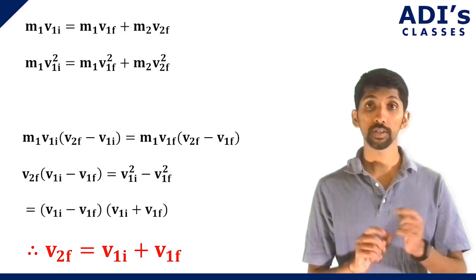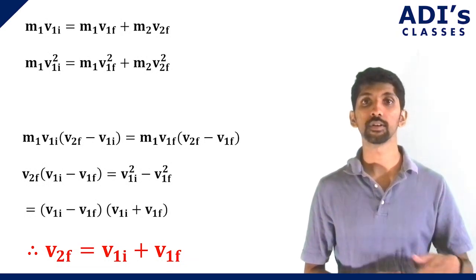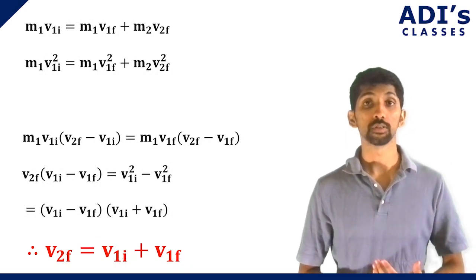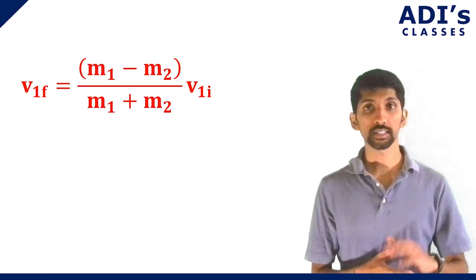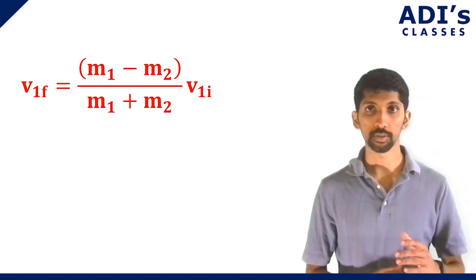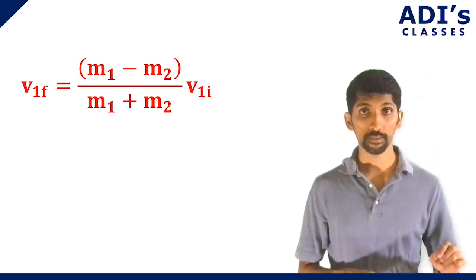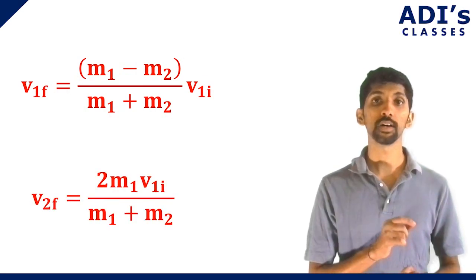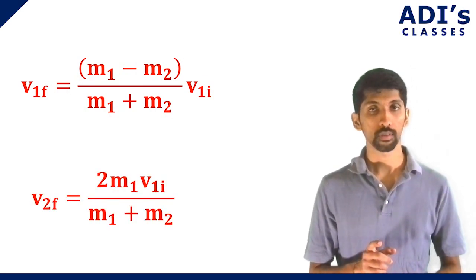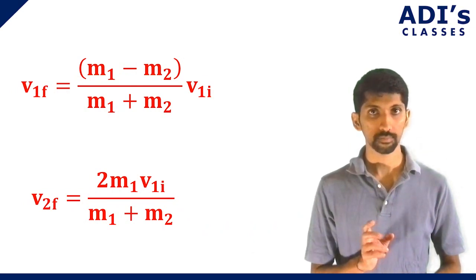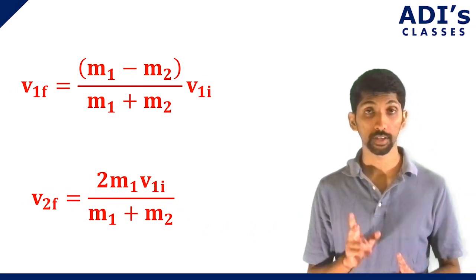Now since we got this particular relation, we put this in v1f and v2f and we figure out the formula. So we have v1f is equal to m1 minus m2 by m1 plus m2 into v1i, and v2f will be 2m1 v1i by m1 plus m2. So we got this, right? Now using this, we have two cases.